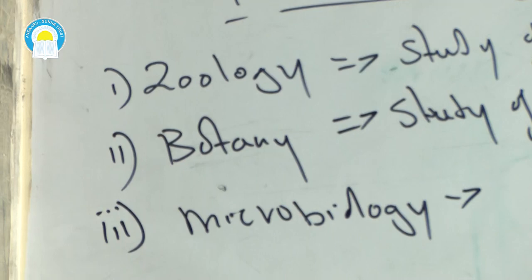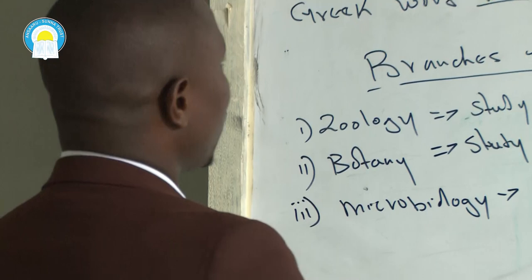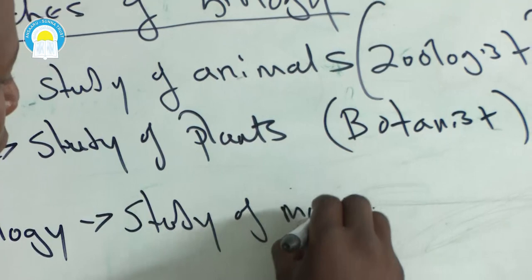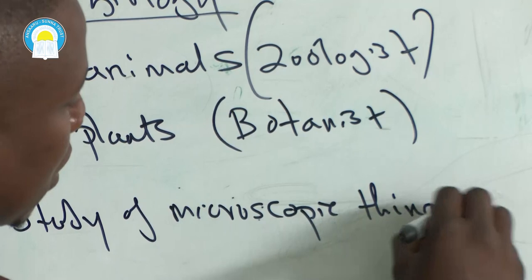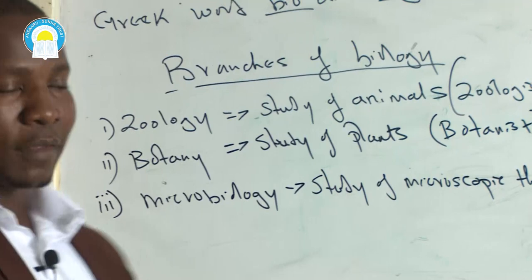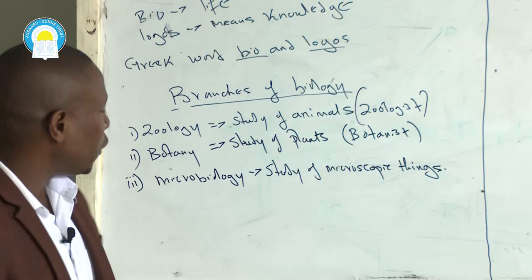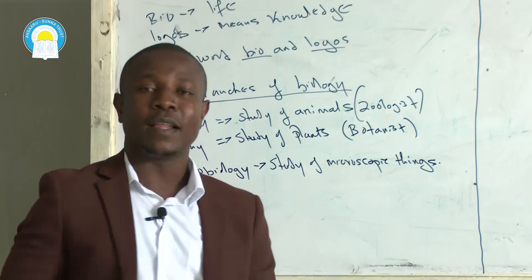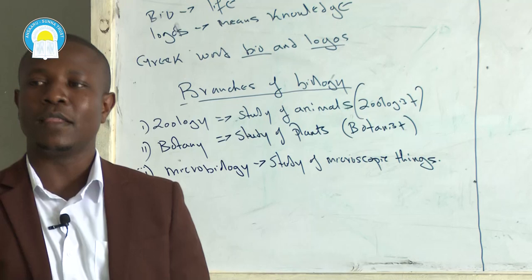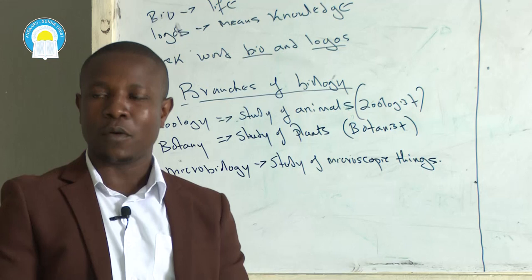Microbiology is the study of microscopic things. When you talk about microscopic things, these are tiny specimens or organisms that cannot be seen with the naked eye. The word microscopic means that we need the help of a microscope to see the organism. The word micro comes from something very small or tiny that cannot be seen with our naked eyes.